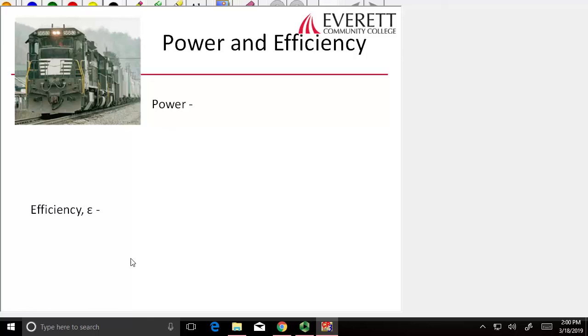is power and efficiency. This is just vocabulary, basically. Learning what those two words mean and how to use them. Power is the rate of change of work. How do we write that symbolically?